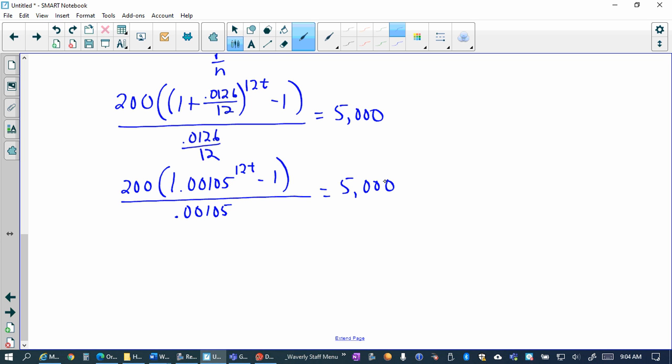So let's multiply both sides by the reciprocal here. 0.00105 over 200 times this side, and this side times the same thing. So these guys will cancel, those guys will cancel. And we end up with 1.00105 to the 12t minus 1. And when we put that mess in the calculator, we should get 0.02625.